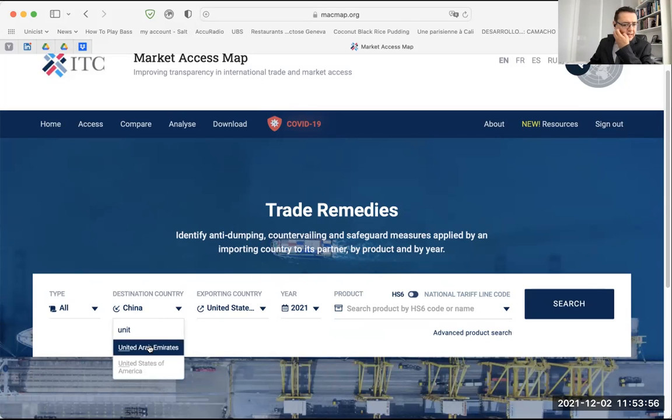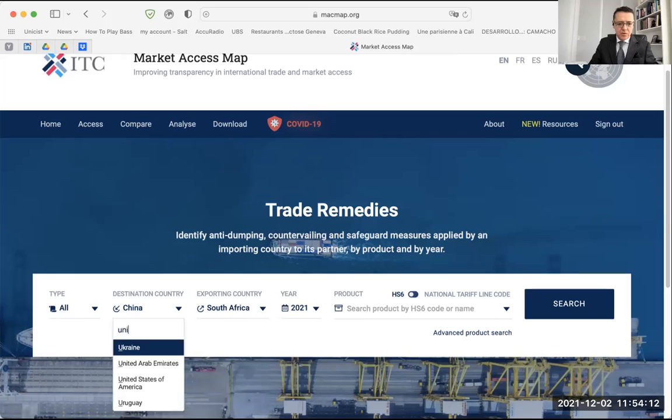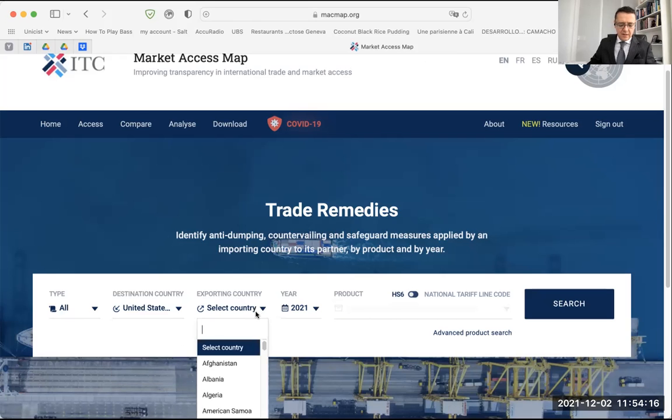We can't access that information. Wait, why is that? I think it's again the United States as the exporting country, that's why. Let's try. Yes, you are absolutely right. I can't have countervailing duties from the US to the US.